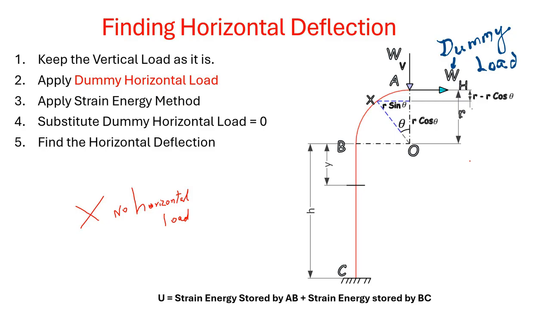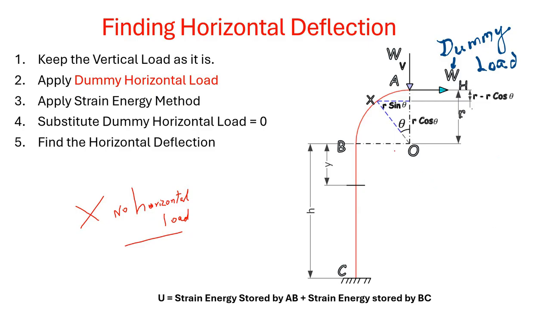This trick we will play here, because we need the horizontal deflection only for WV, and we don't apply any horizontal load. If you really applied a horizontal load, then that case would be different. So here we apply only the vertical load, which is WV, and WH is going to be the dummy load, and we will put 0 at the end after doing all the derivations. Now how to calculate this? First you find the expression for strain energy using WV and WH, substitute the dummy horizontal load equal to 0 and find the horizontal deflection.